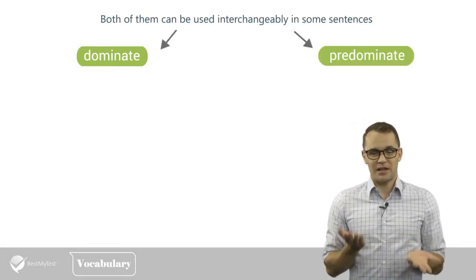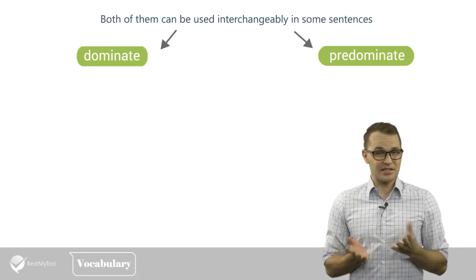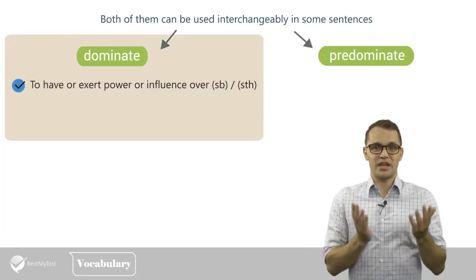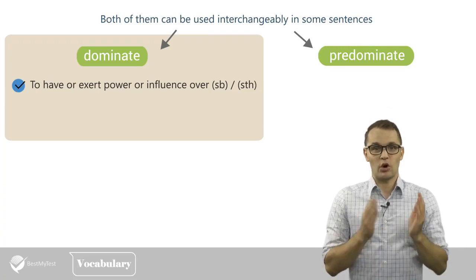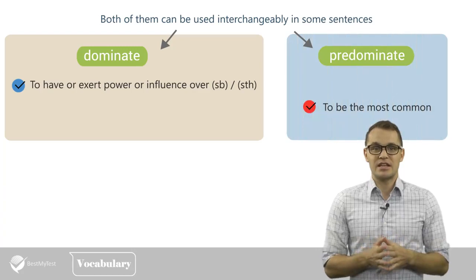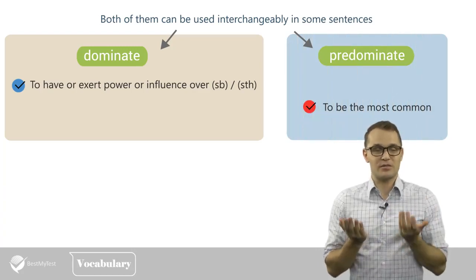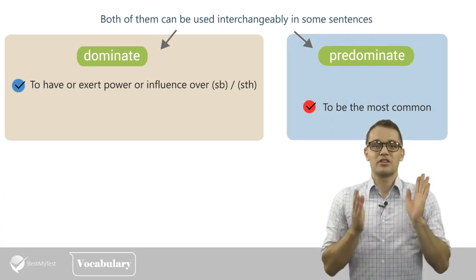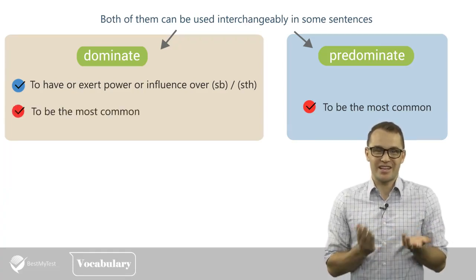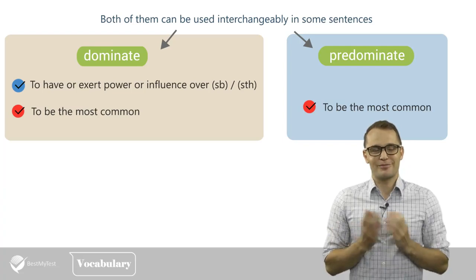While both of them can be used interchangeably in some sentences, normally dominate is used to mean to have or exert power or influence over something or somebody. Predominate, on the other hand, is mostly used as to be the most common. However, dominate can mean to be the most common as well, and this is where it gets a little bit confusing. But more on this later.